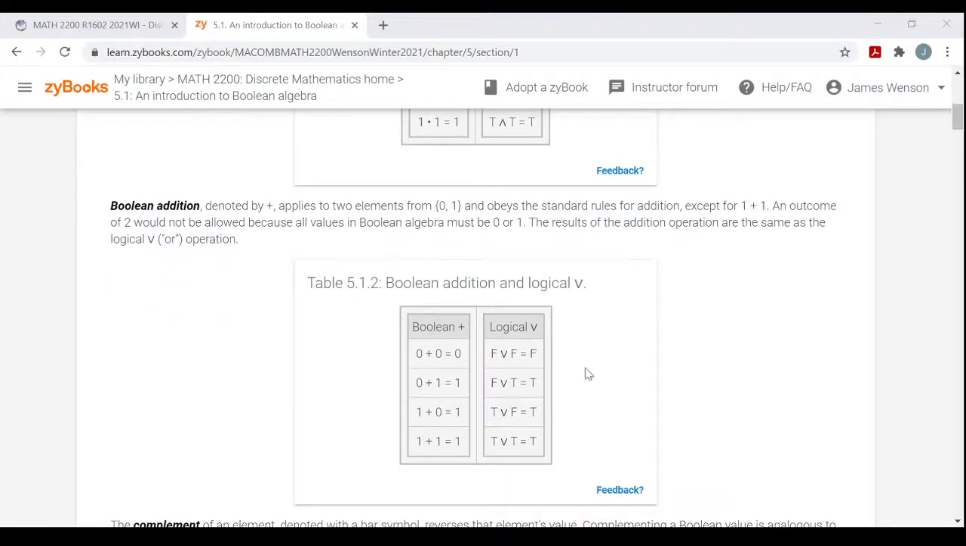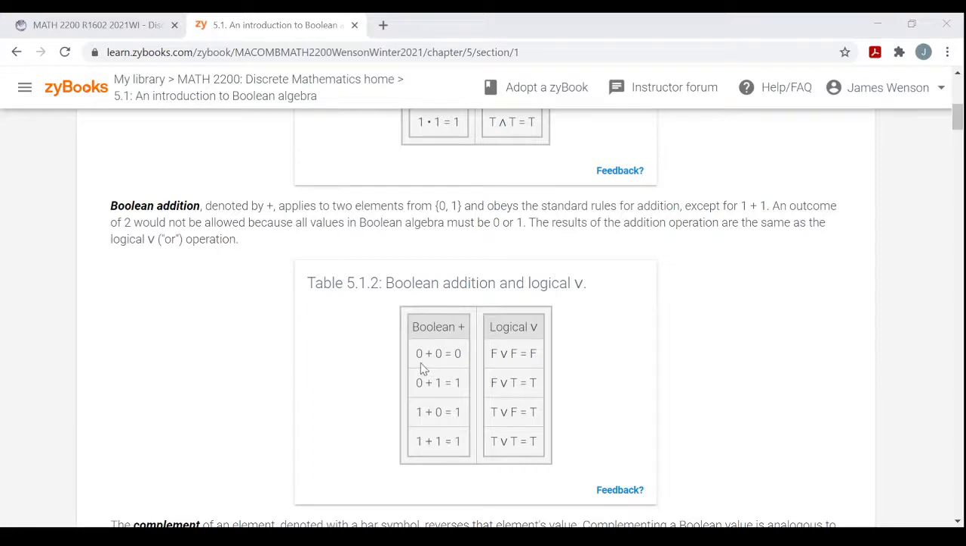So again, they have these side by side. If you refresh your memory here, the logical operation, the disjunction, the inclusive OR: false or false was false. False or true was true. True or false was true, and true or true was true. Now just go through your logical operation here. Replace all the falses with zeros, all the trues with ones, and all the OR operations with addition. And you get the same stuff in this Boolean addition.